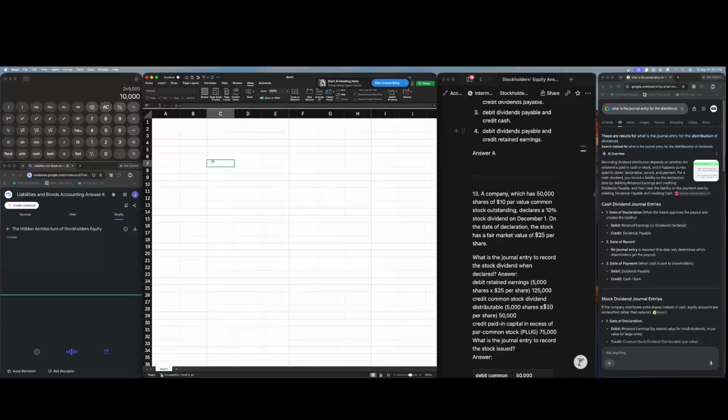A company which has 50,000 shares at $10 par common stock outstanding declares a 10% stock dividend. They declare it on December 1st. On the day of declaration, the stock has a fair market value of $25 per share. So how do you journalize this?